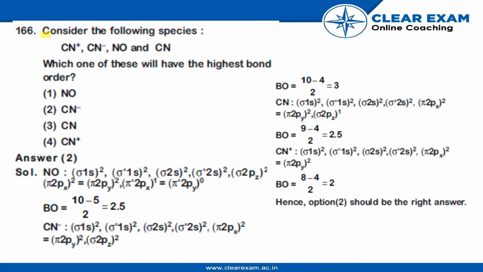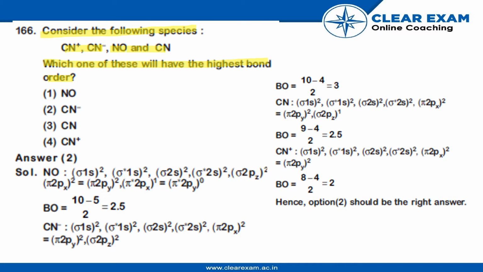Consider the following species: CN+, CN-, NO and CN. Which one of these will have the highest bond order? So for each case we'll be finding out the bond order, right?